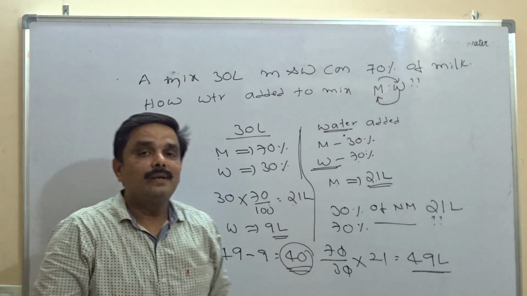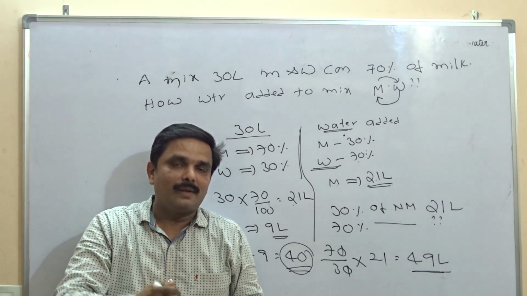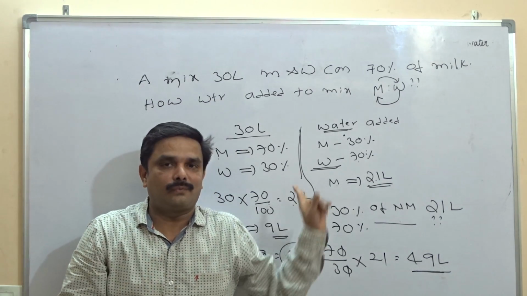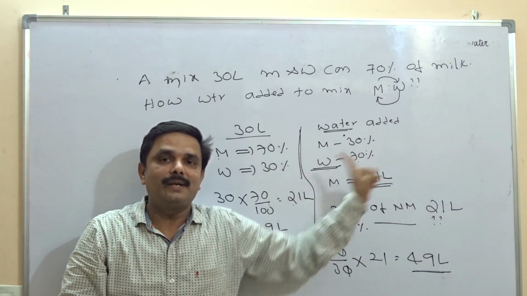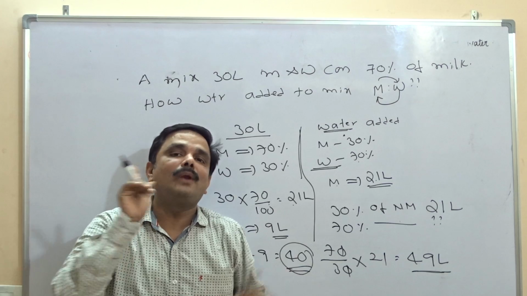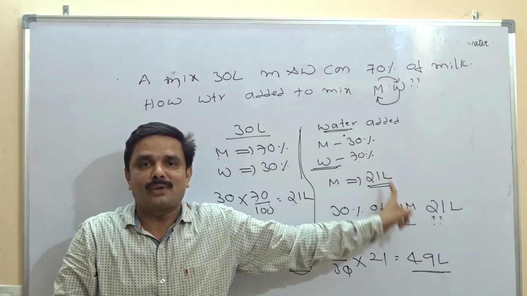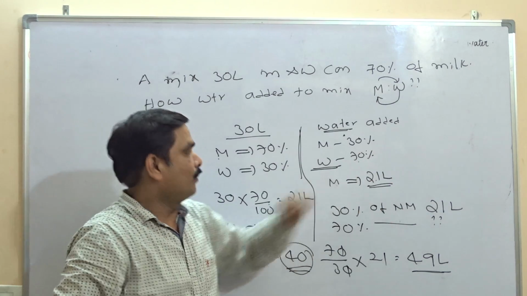One is using mixtures and alligation method, right? When we deal with that chapter, I'll give you a fantastic shortcut using mixture and alligation. But as of now, I'll give you one more formula for this one. With the help of that formula, within seconds you can solve the question, right? Now, the formula is like this.